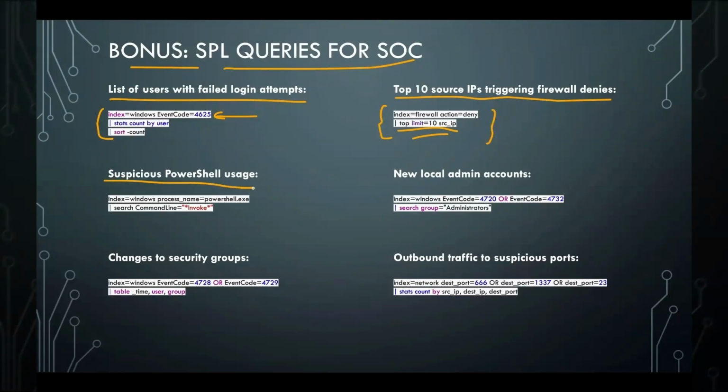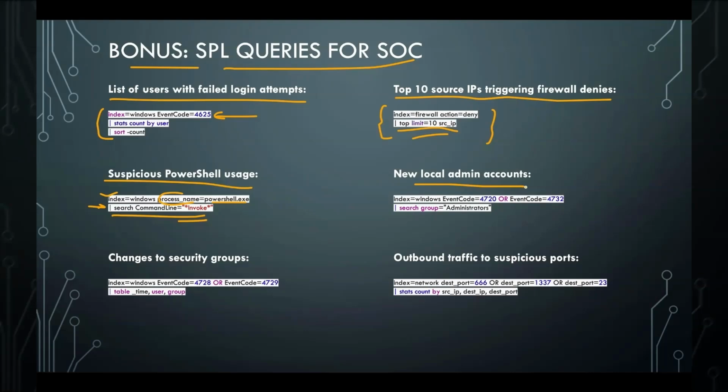Then suspicious PowerShell usage. Start with index windows and then process name would be PowerShell.exe. So if anything starts with a PowerShell process, this is going to capture it. Then another filter we have: search command line equal to star invoke star. Star invoke star will help you expand your search with invoke.